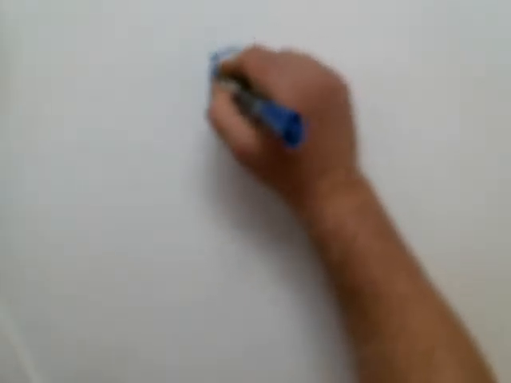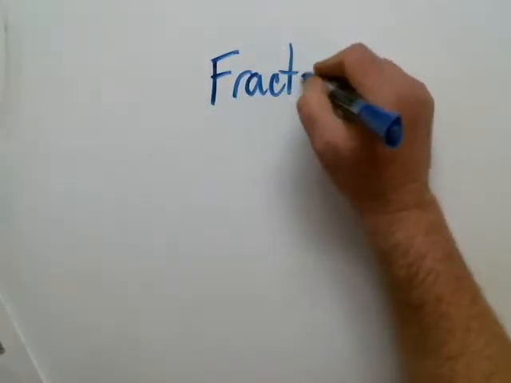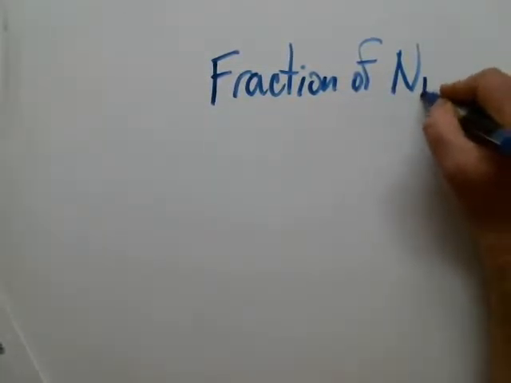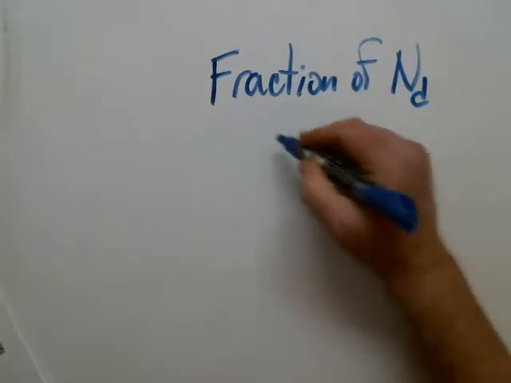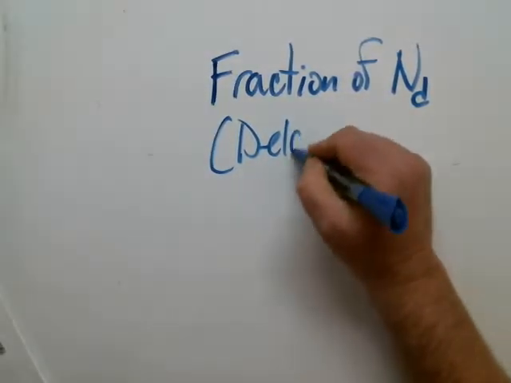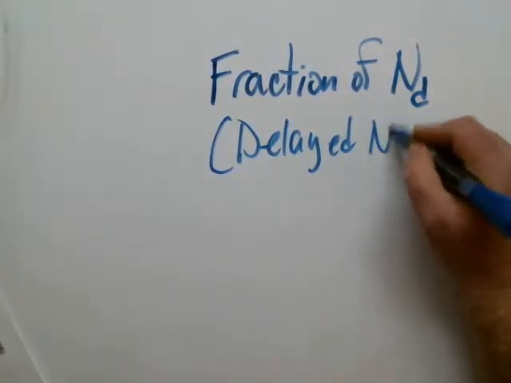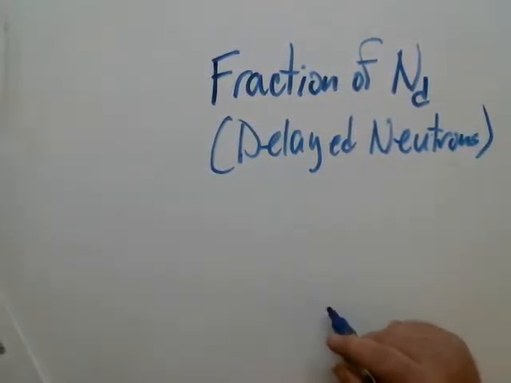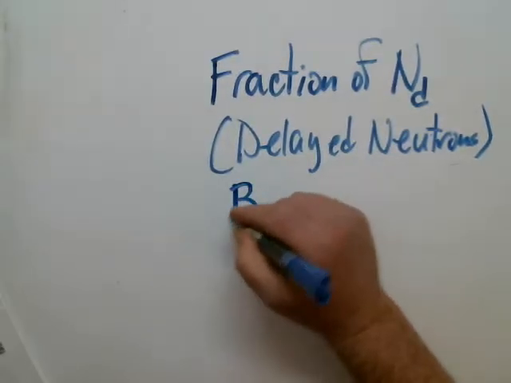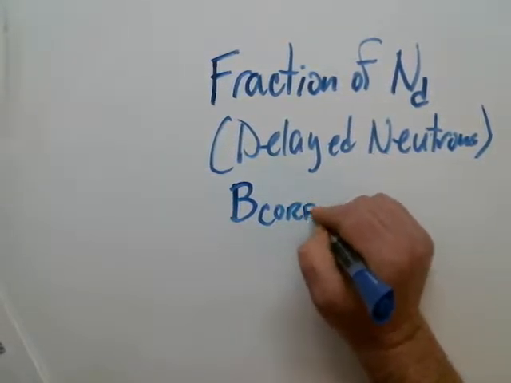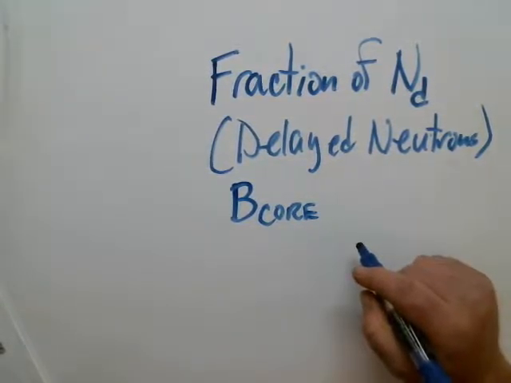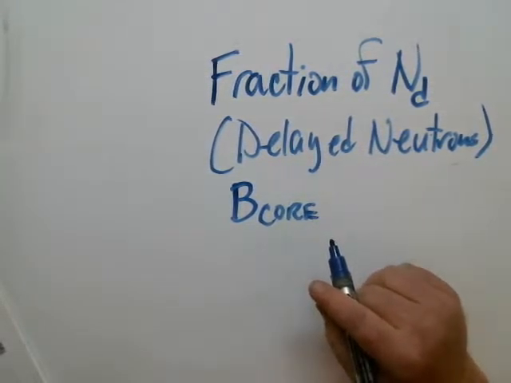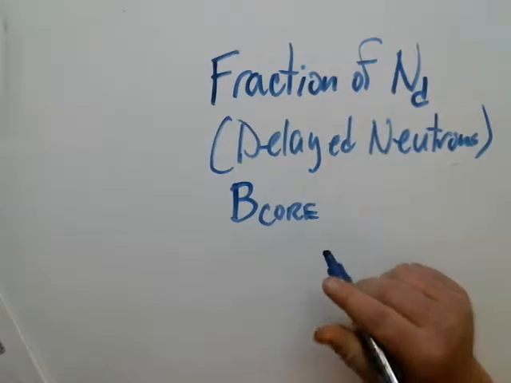The fraction of delayed neutrons, I'm going to put a little d here, the fraction of delayed neutrons in the core is super important. We call that the beta of the core. Beta of the core. And it changes. So it's a small fraction, but it's a very important fraction.